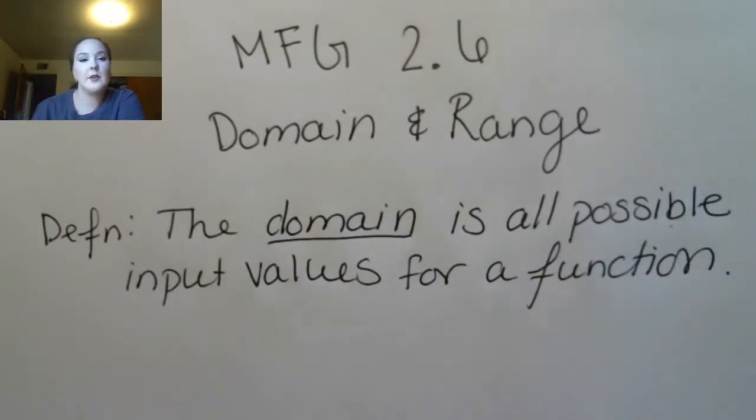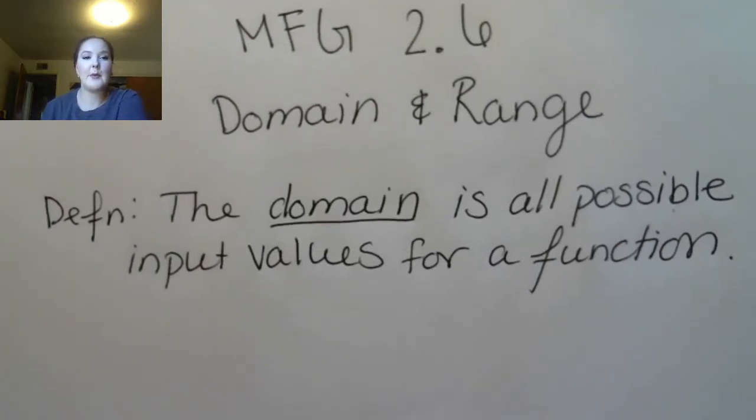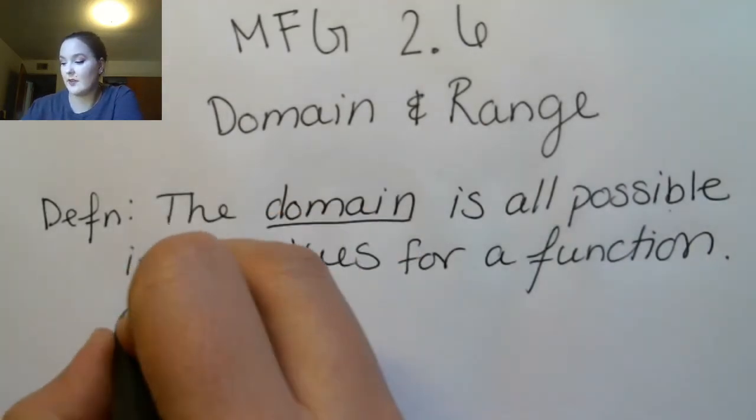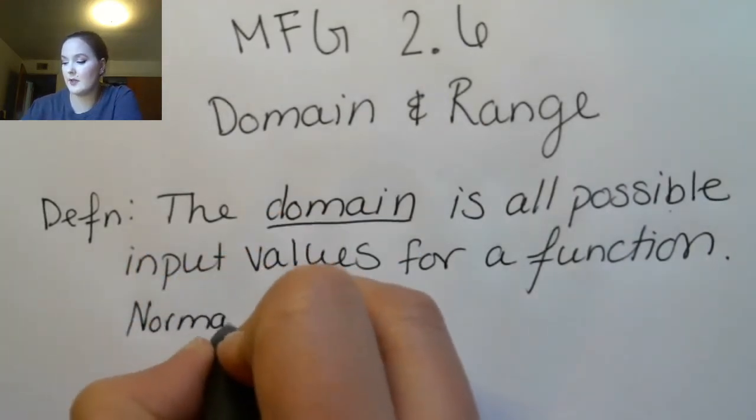Okay, so the domain is all possible input values for a function, and remember we normally associate the input values with x. Okay, so this would be normally associated with x.